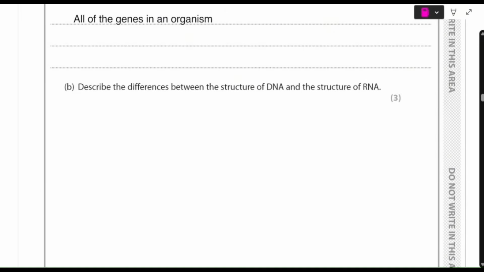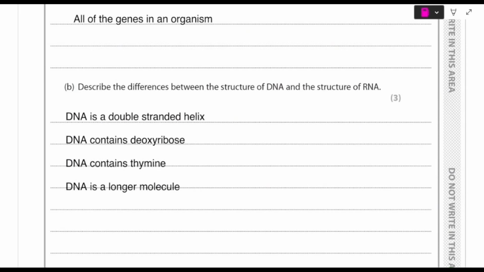Describe the differences between the structure of DNA and RNA. So this is a very common question. Structure of DNA: we know DNA has a double helix with two strands and RNA is a single strand, so there is no helix. Then DNA has deoxyribose sugar, where RNA has ribose sugar. Then DNA has thymine, but RNA has uracil. So many more like that. DNA is longer, RNA is not that much longer than DNA. So these are the answers.